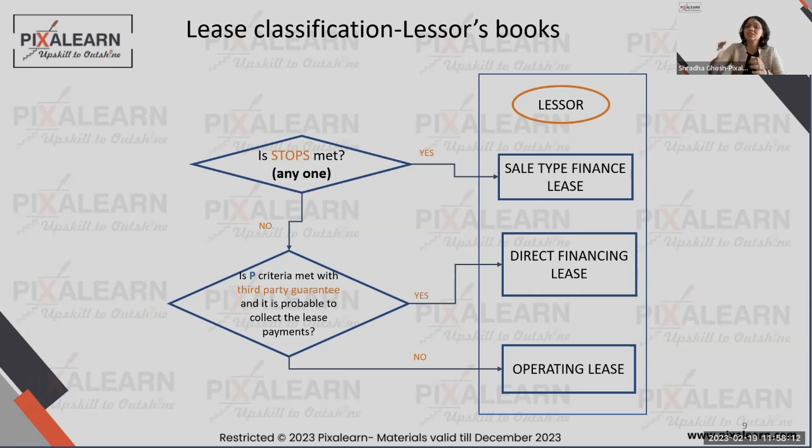We say, okay, still remove the asset from the lessor's book. That means the lessor will no longer give the depreciation to that asset. But I will not let you book the gain or the loss right now in the books. I will defer that gain or the loss. Why? Because it is not the lessee. It is a third party who is guaranteeing.